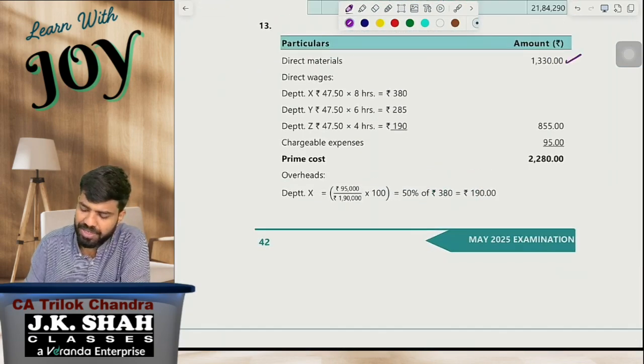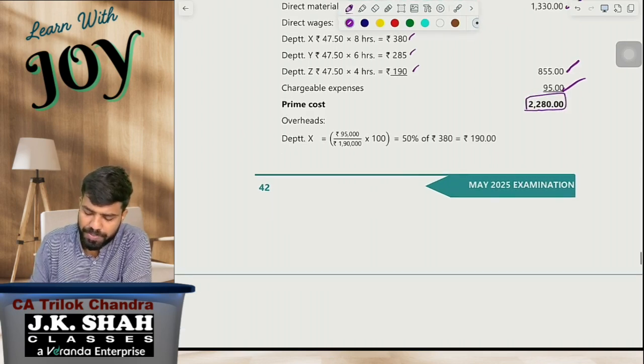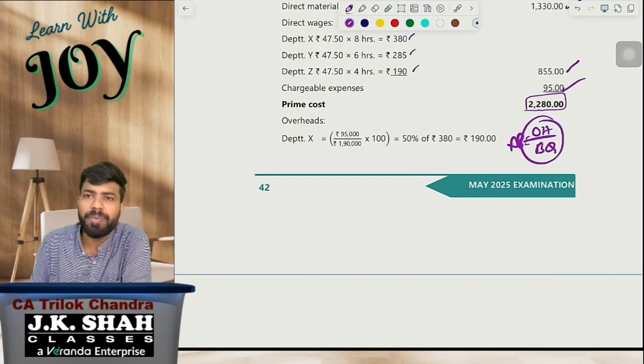Direct material 1330 is given in the question. Direct wages department-wise they calculated: 380, 285, 190, total 855. Chargeable expenses 95. Prime cost is 2,280. It's time to absorb overheads. When it comes to absorption of overheads, as I told you, they took direct wages as the base. That is 95,000 divided by 1,90,000. Absorption rate equals overhead divided by base quantity.